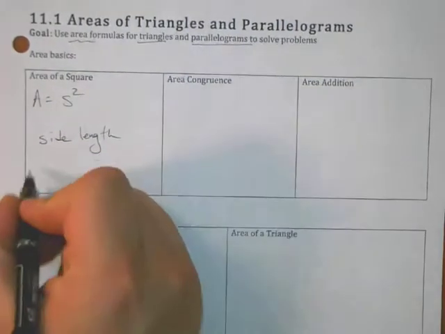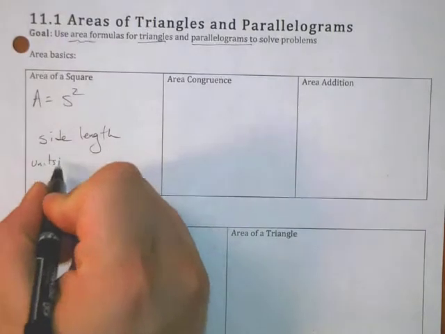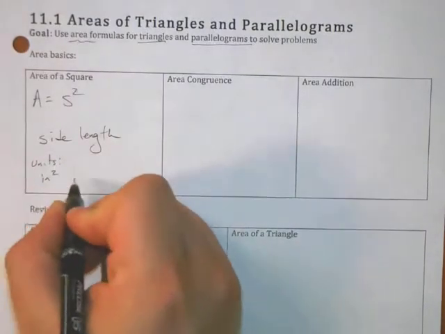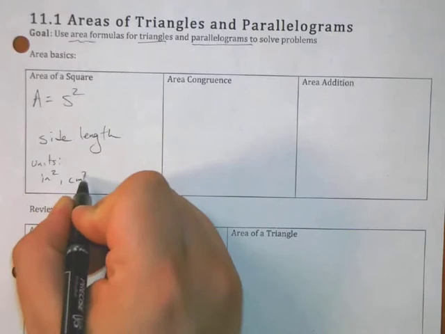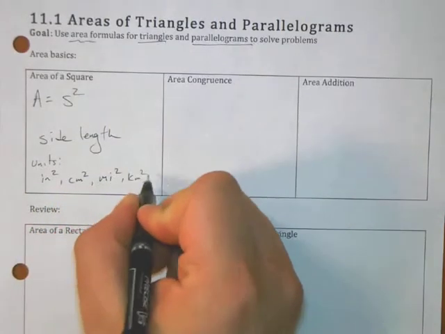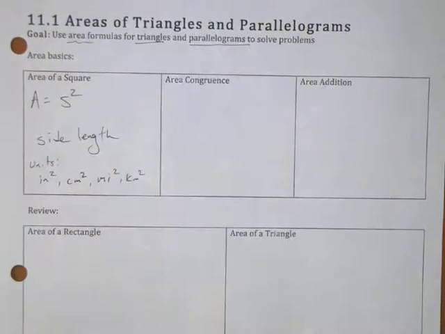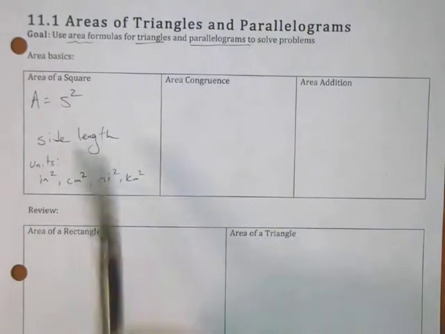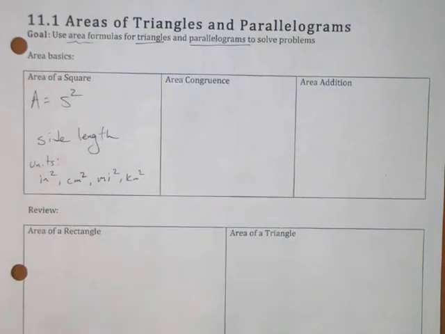Common units are inches squared, centimeters squared, miles squared, kilometers squared, any unit of length squared. It's a two-dimensional concept, so the units better reflect that as well as 2 dimensions.